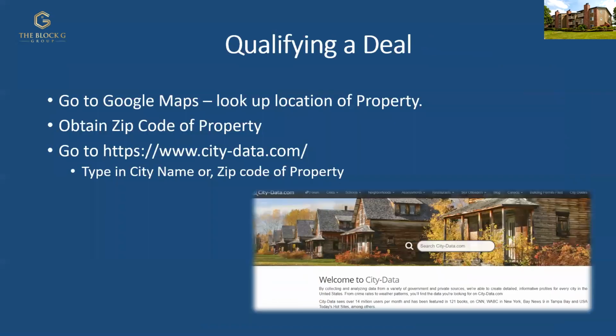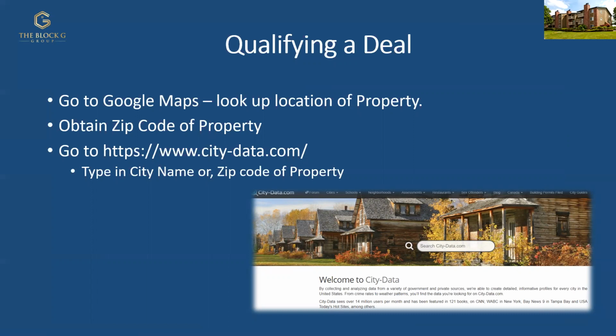Now what I want to do is qualify this deal he sent me in Des Moines. So what I do is I open up Google Maps. I type in the address of the property. I pull that up on one screen. On another screen, I obtain the zip code of the property. And then on the other screen, I pull up this website here, City Data.